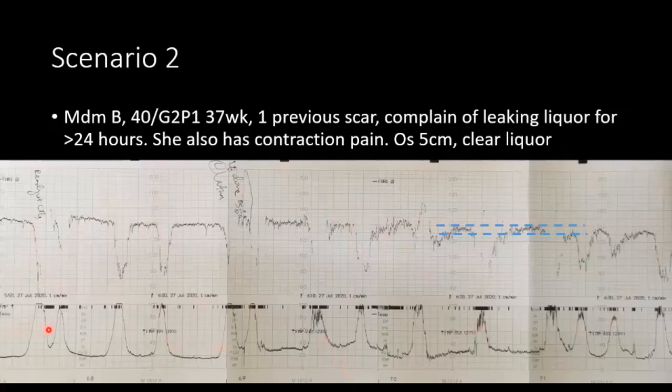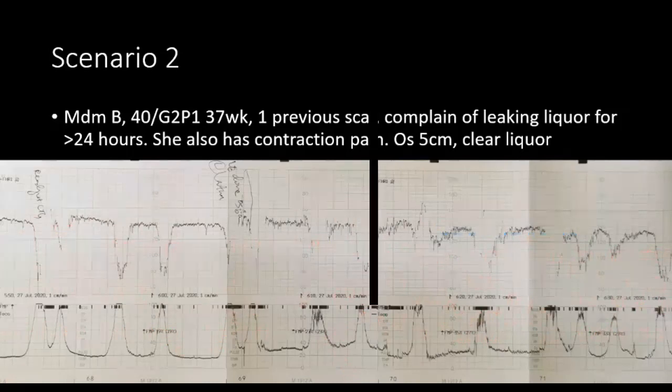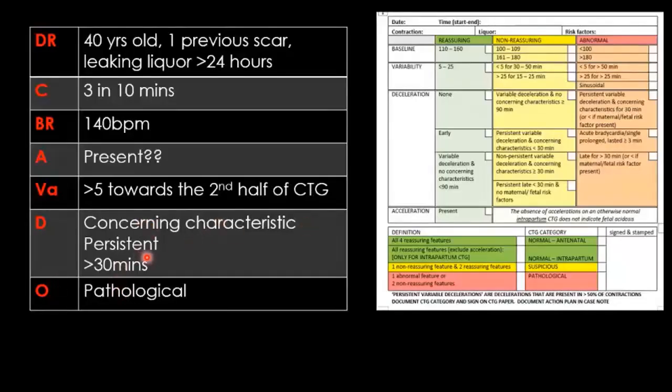How do you count? 1, 2, 3, 4, 5, 6, 7, 8, 9, 10, 11, 12, 13, 14. So there are 14 contractions. How many decelerations? 1, 2, 3, 4, 5, 6, 7, 8, 9, 10, 11, 12. So it's more than 50% of the contractions. So yes, there is a concerning characteristic that is persistent and lasting more than 30 minutes. So this tells you that this goes into the abnormal features. All right, concerning characteristic, persistent and more than 30 minutes. So it is a pathological CTG.